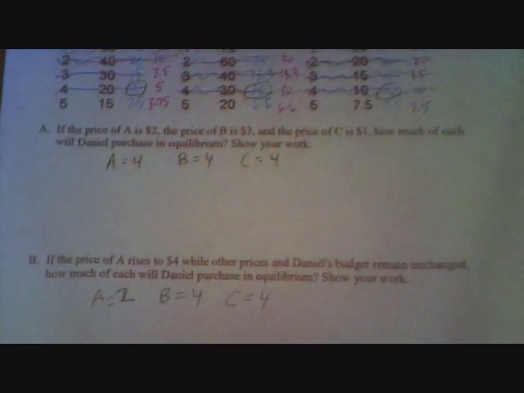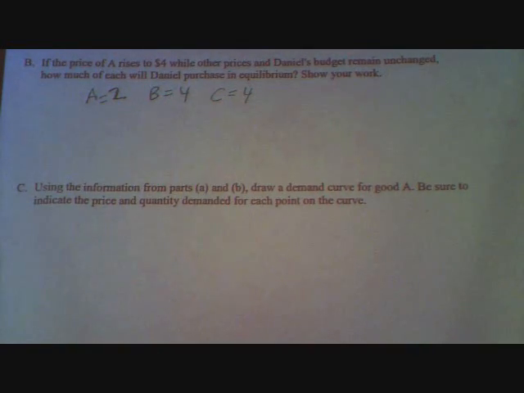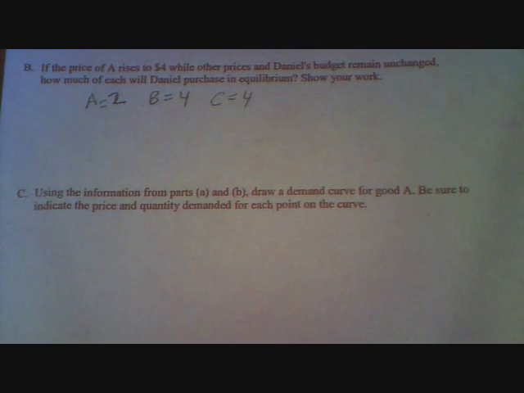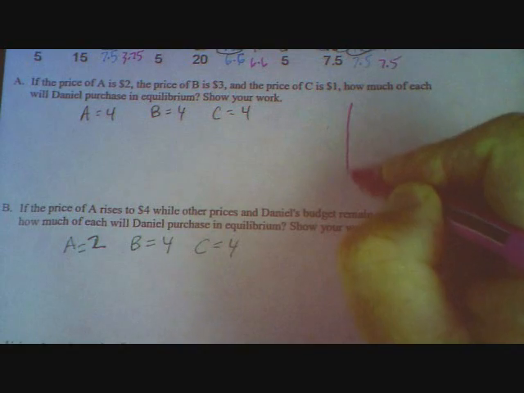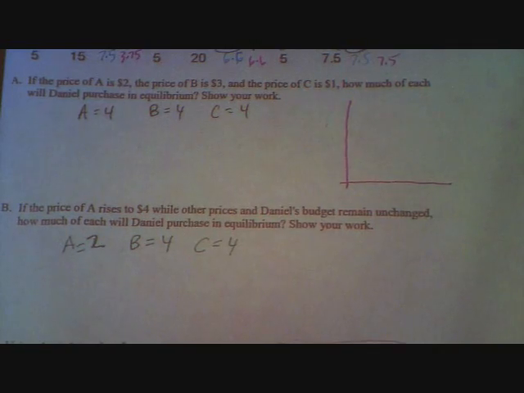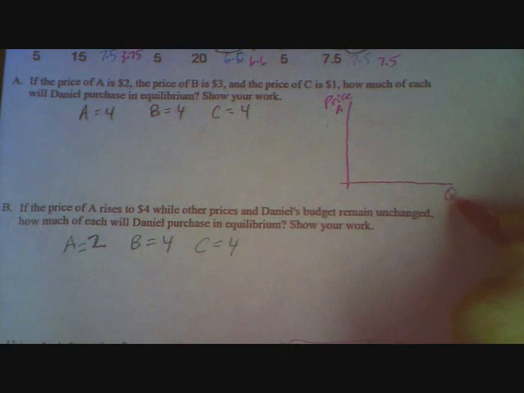And that, you come down here to part C, is using the information from parts A and B, draw a demand curve for good A, indicating price and quantity combinations. So a demand curve. What does a demand curve show? It shows the relationship between the price of something and the quantity of the something people want to buy. So we'll put our demand curve right here. This is the demand curve for good A. The vertical axis measures the price of good A, and the horizontal axis measures the quantity of good A demanded.